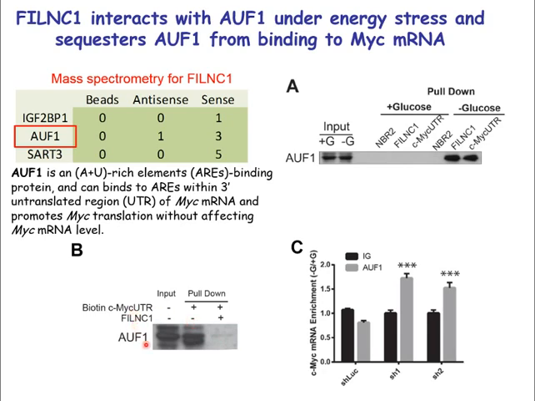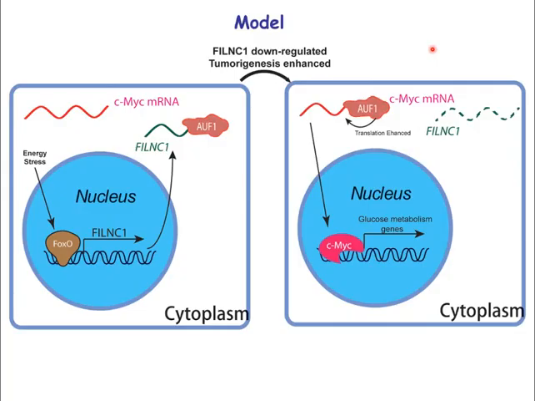Conversely, if you knock down FLINK1, you can increase the binding between the AUF1 protein and c-MYC mRNAs. So both analyses suggest that FLINK1 sequesters AUF1 from binding to c-MYC mRNA. It's a lot of information, but this is the take-home message. I'm going to summarize the model here.